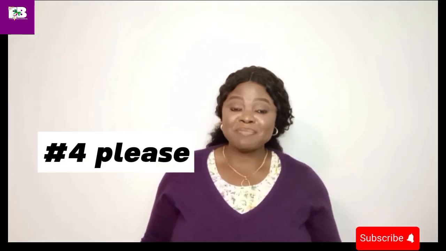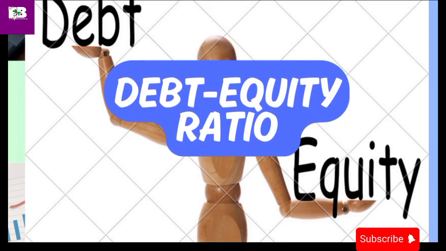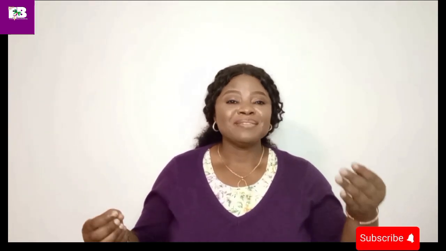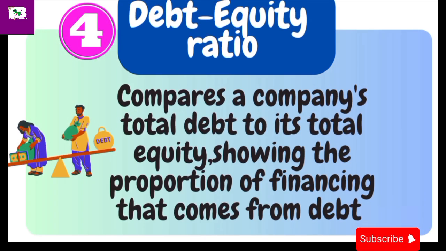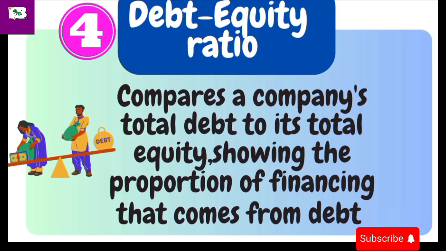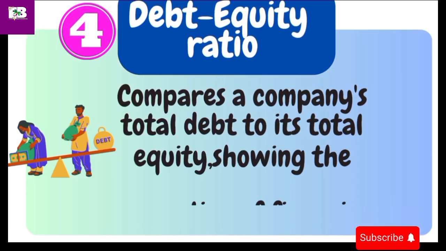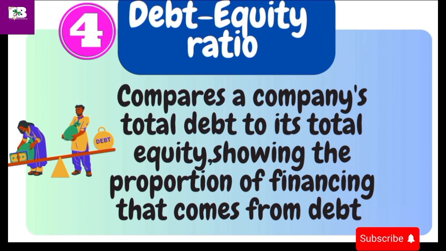So we move on to the next metric, which is debt equity ratio. So what this is saying, as the name implies, is that we want to measure the ratio of debt to equity. So what percentage of the business is being financed by debt and what percentage is being financed by equity. What debt equity ratio does is to compare a business's total debt to its equity, knowing the proportion of the financing that comes from debt.